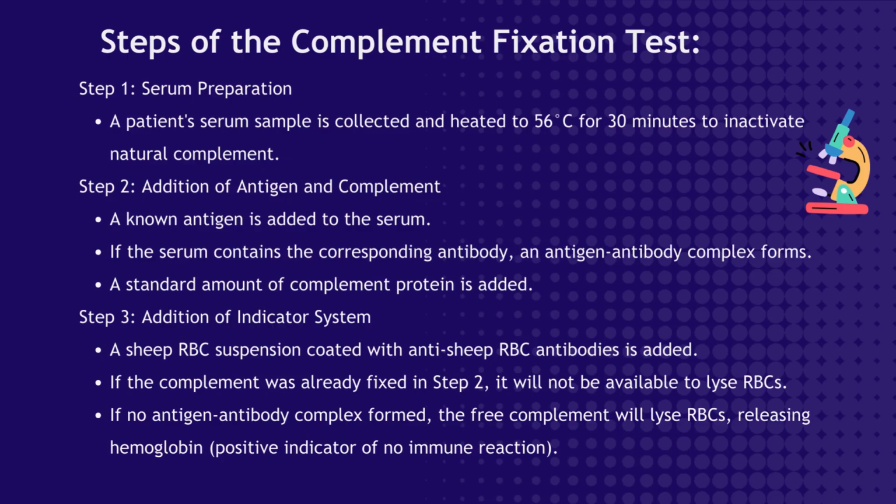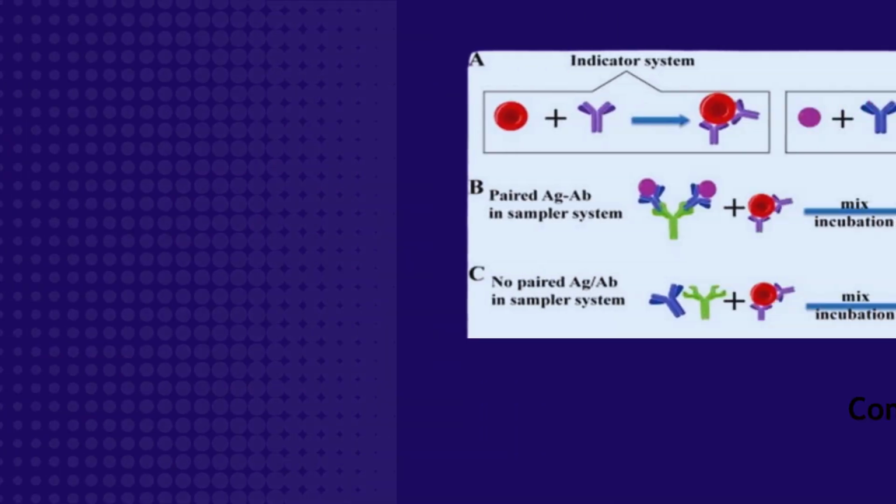Step 3, addition of indicator system: A sheep RBC suspension coated with anti-sheep RBC antibodies is added. If the complement was already fixed in Step 2, it will not be available to lyse RBCs. If no antigen-antibody complex formed, the free complement will lyse RBCs, releasing hemoglobin, a positive indicator of no immune reaction.